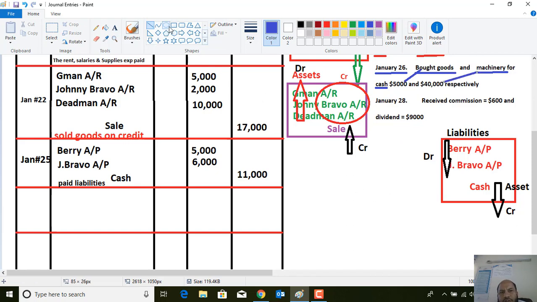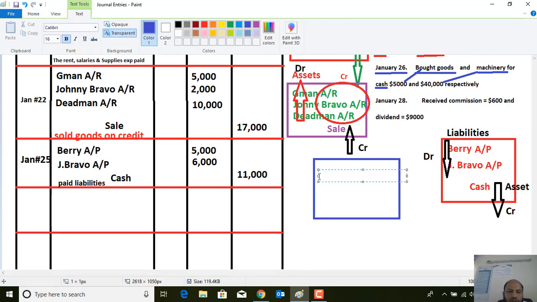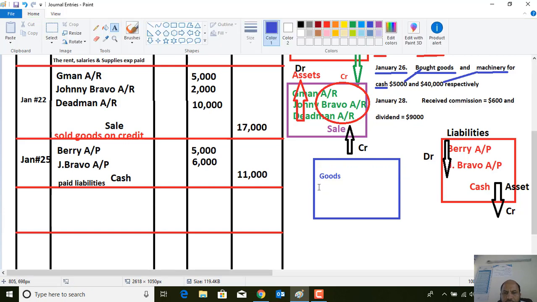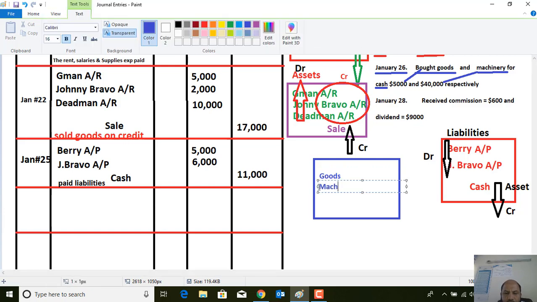So let's consider a chart and consider that it is a business. What happened in this business? Two things increased. Goods increased in the inventory, and also the machinery increased within the business. But these two things occurred to the business through cash, and these were purchased through cash.